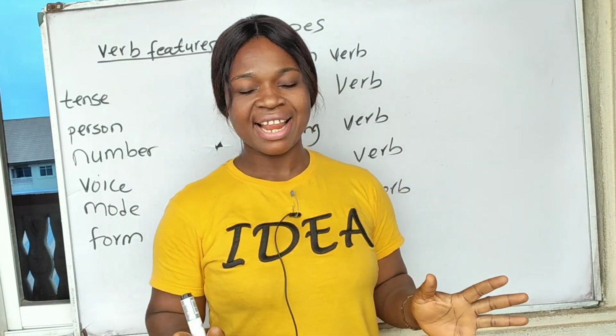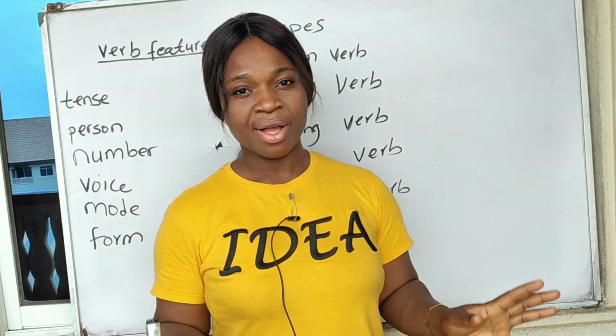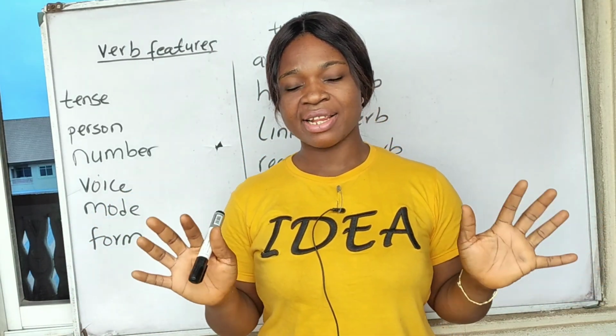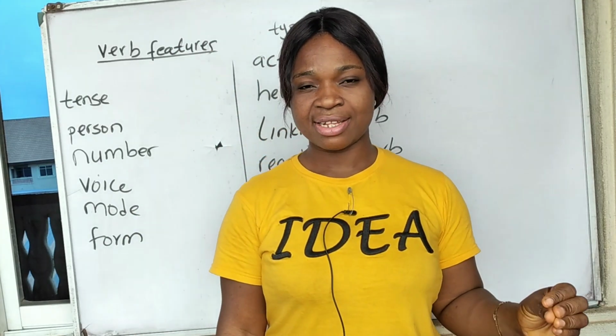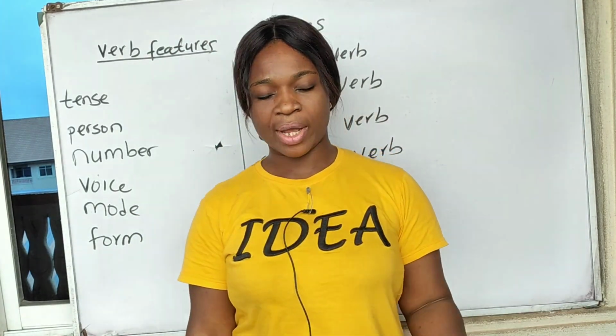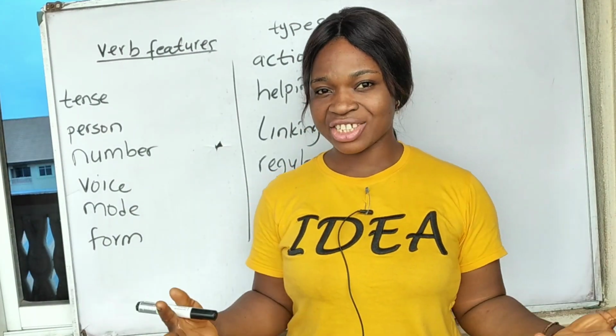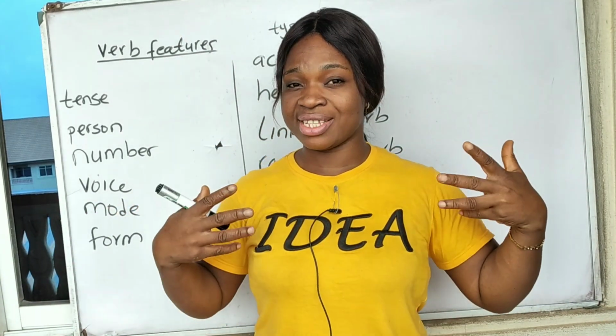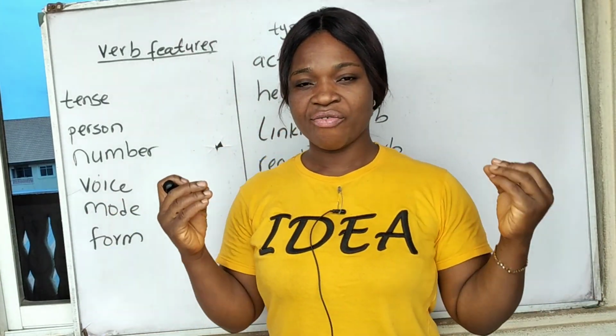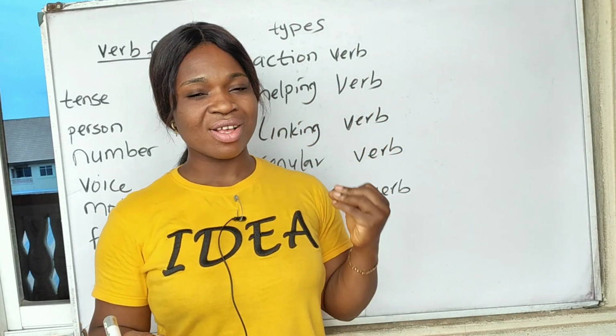Today we're going to be looking at the verb, and as we know, verb is among the 8 parts of speech. Before now we've treated a noun to an extent, so today we're going to look at the verb. Verb simply means action or state of being, like what someone is doing or how someone is feeling. In a nutshell, verb simply means action or state of being.